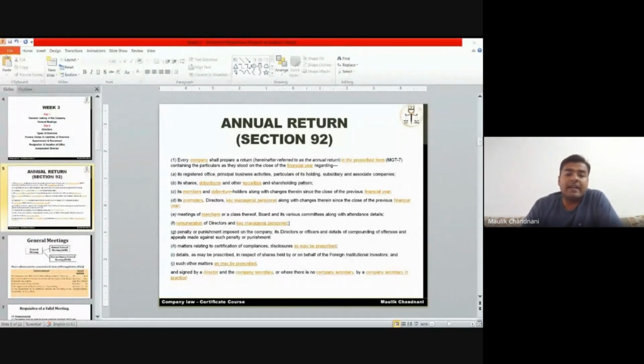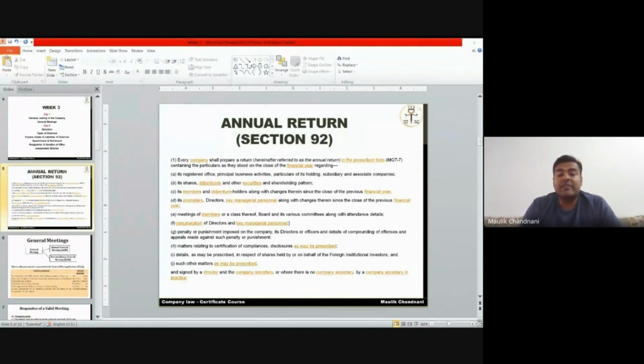Who are your directors and KMPs and what are its remuneration? Who are the KMPs? The managing director, the whole-time director, the company secretary, the CEO and CFO. These 5 categories are normally known as the KMPs. If any penalty or punishment has been imposed on your company, on any of your directors, any of your officers, and if you have compounded any of the offense in the court, if you have made any compromise or arrangement or settlement with your members or creditors or any party, if you had been facing any appeals of such court cases, you need to highlight the same in the annual return.